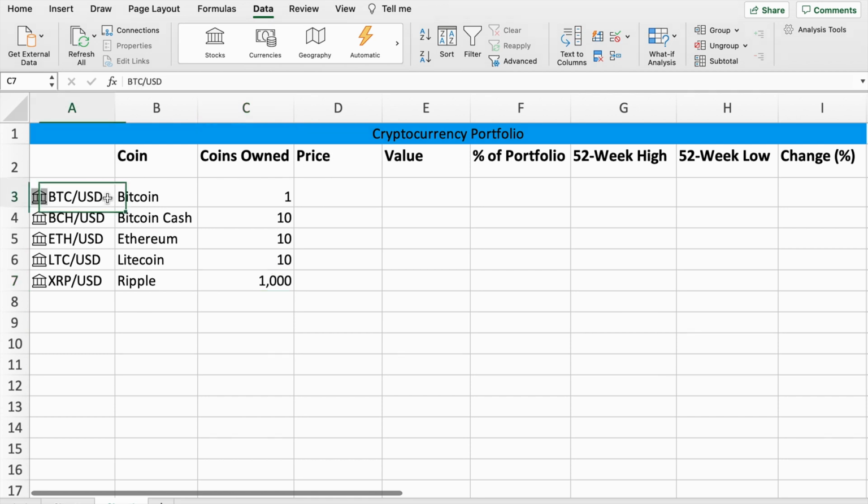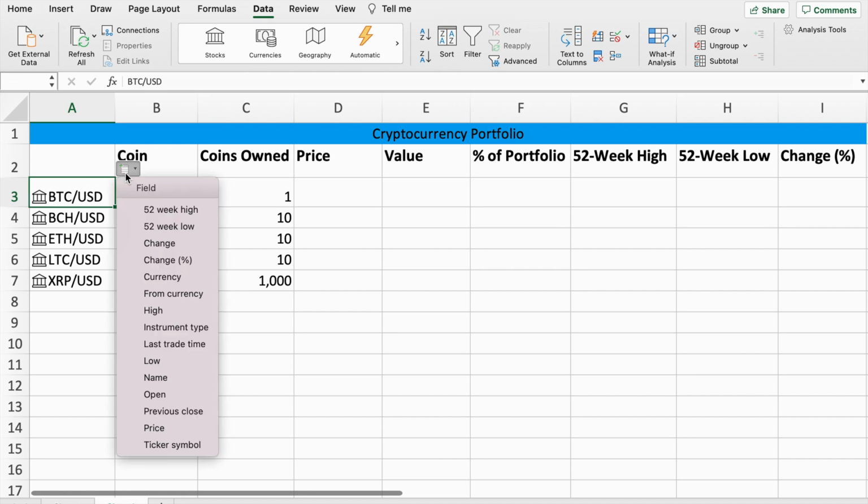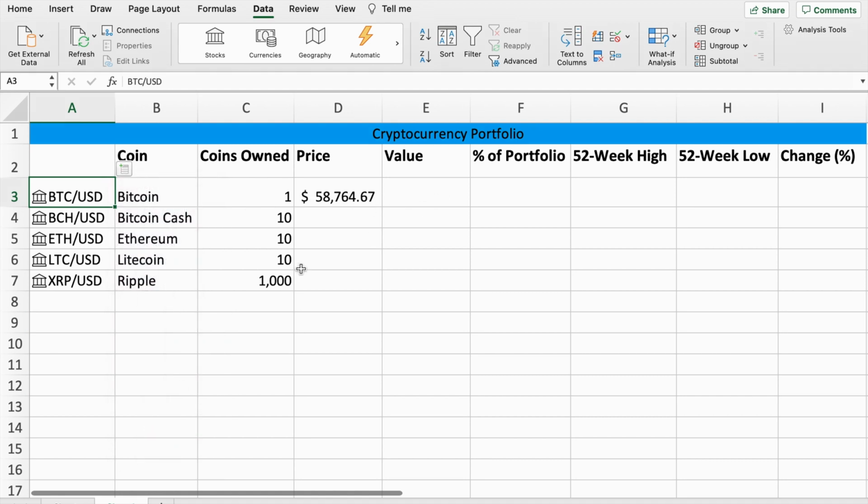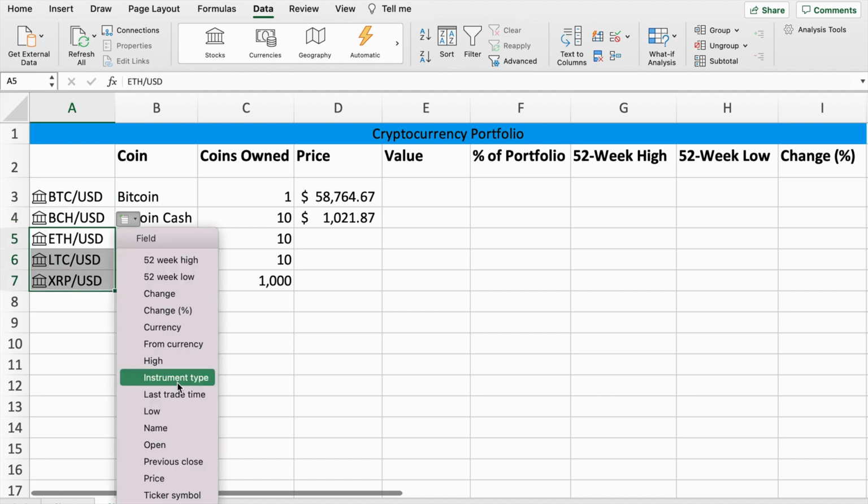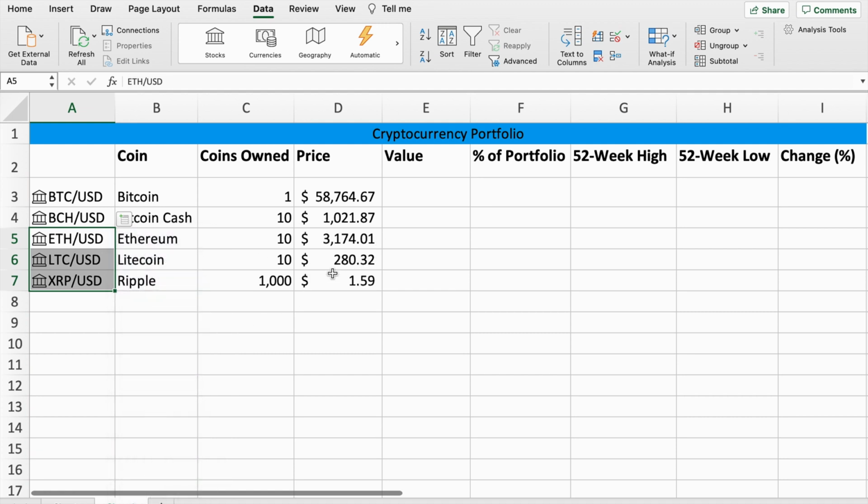Okay, so here's how we do this. We select the square with the house on it, which is a link. And then because price is our next column, we're going to go down and find price. There we have it, $58,764.67. Now with Bitcoin Cash, let's do the same for Bitcoin Cash, price, $1,021.87. And you can actually do it all collectively. So if you just drag it all down like here, you can find price, and they'll all fill out.